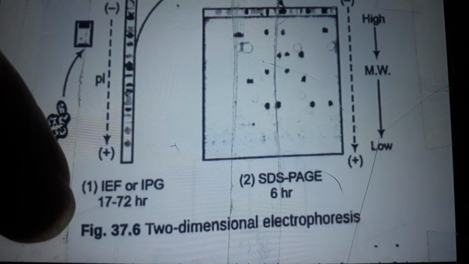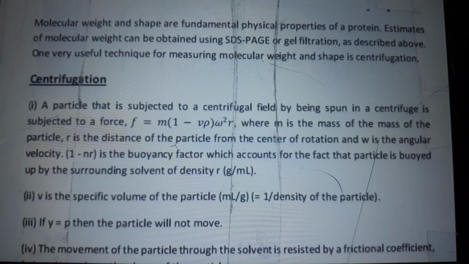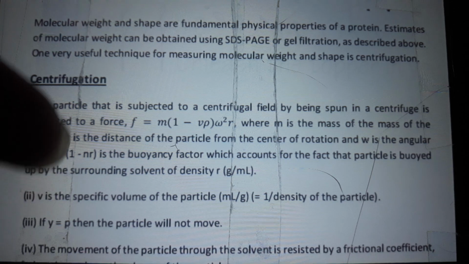This is a diagram of the SDS-PAGE and the IEF IPG two-dimensional electrophoresis. Molecular weight and shape are fundamental physical properties of a protein. Estimates of molecular weight can be obtained using SDS-PAGE or gel filtration as described above. One very useful technique for measuring molecular weight and shape is centrifugation.